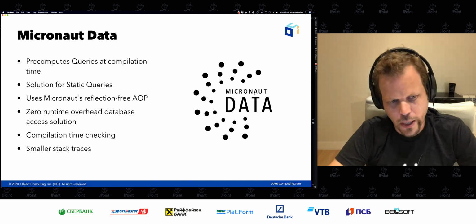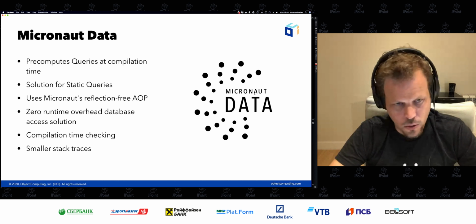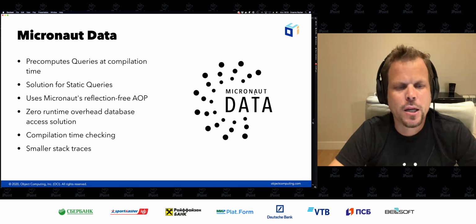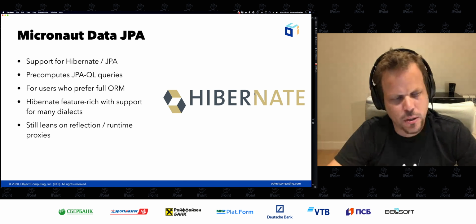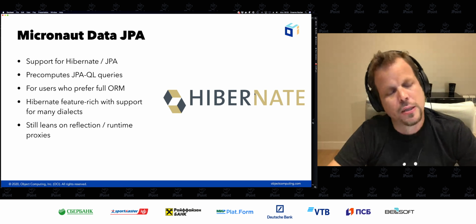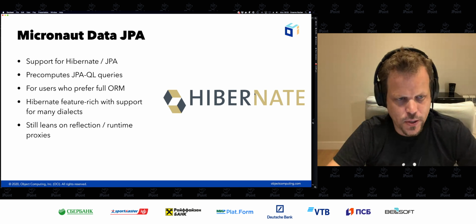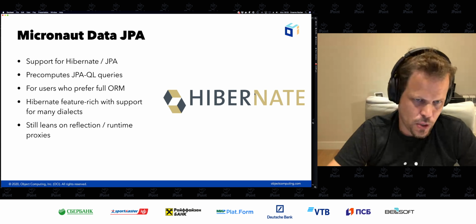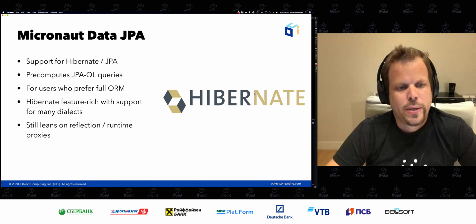And because we're using Micronaut's completely reflection-free approach to AOP, we have much smaller stack traces, which makes it easier to debug applications because we don't have these enormous Spring / Hibernate / etc. stack traces. Now, speaking of Hibernate, we know that Hibernate is popular, and we know that JPA is popular. So we do have a version of Micronaut Data that pre-computes JPA queries, JPA QL queries, and uses Hibernate underneath.